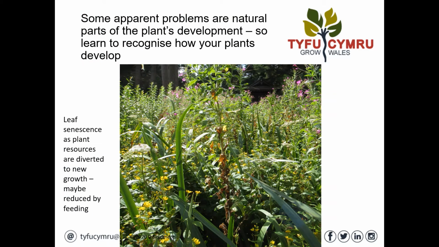Some problems on parts of the plant are natural parts of the plant's development. So you need to learn to recognize how your plant would not naturally develop. Here's an example of browning of the leaves on the lower part of the plant. That's leaf senescence, and this occurs naturally in this plant as the resources going into the leaves are diverted to new growth, and the lower leaves are then shed.